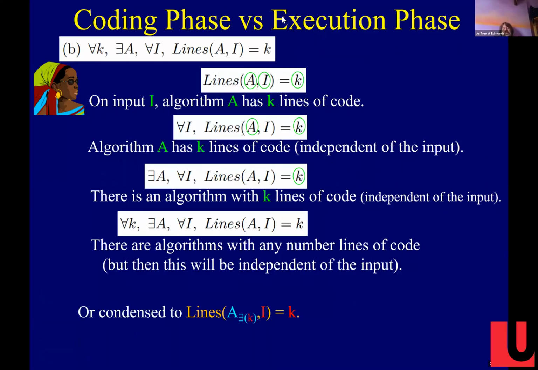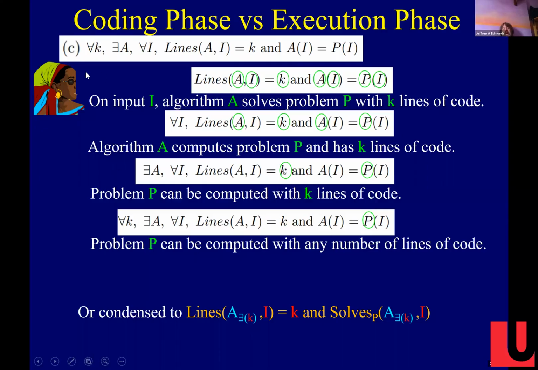Here, we went through all of these, right? This says for any k you give me, I can come up with an algorithm that has that many lines of code, right? So this says there exists a function that, given a number of lines of code, gives me an algorithm, right? So here's, for every k, there is some algorithm that has k lines of code. And no matter what the input and no matter what the k is, the algorithm that we get from our k is going to have k lines of code, right?